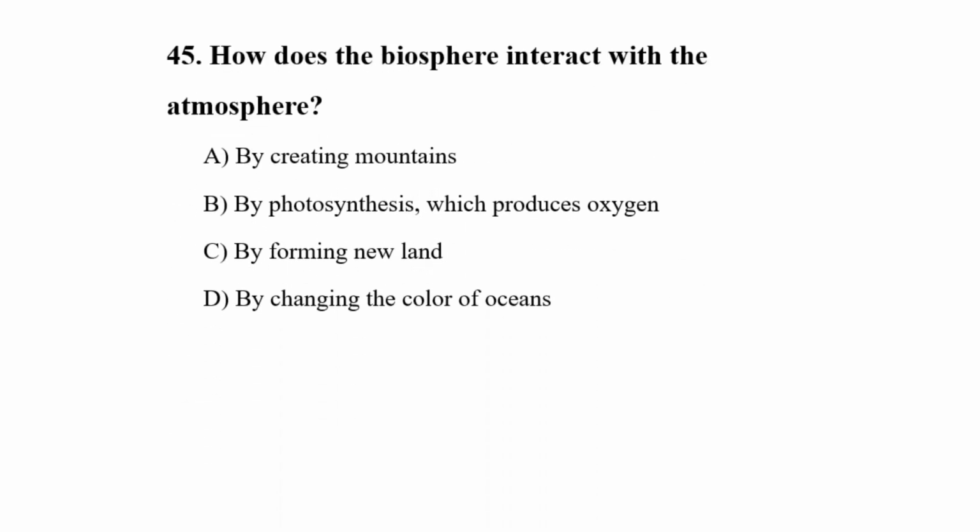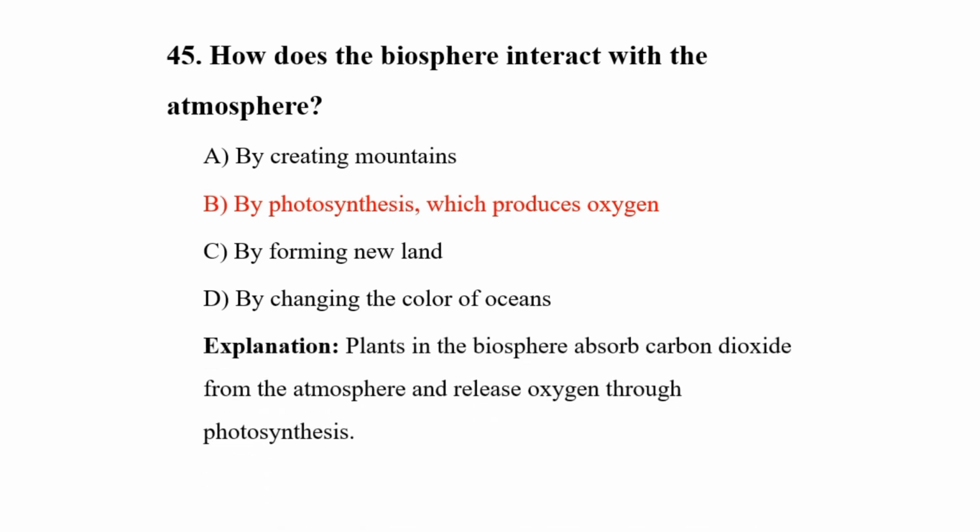Question number 45. How does the biosphere interact with the atmosphere? A. By creating mountains. B. By photosynthesis, which produces oxygen. C. By forming new land. D. By changing the color of oceans. The answer will be by photosynthesis, which produces oxygen. Plants in the biosphere absorb carbon dioxide from the atmosphere and release oxygen through photosynthesis.